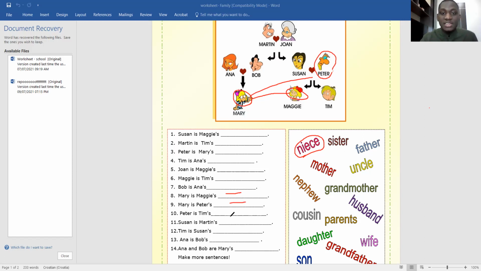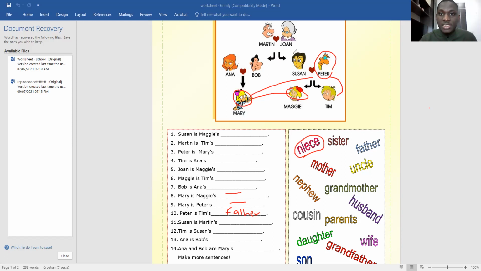Number 10. Peter is Tim's what? Peter is Tim's father, right? So you have to write father here. Peter is Tim's father. Father in Thai is what? Good. Number 11. Susan is Martin's.